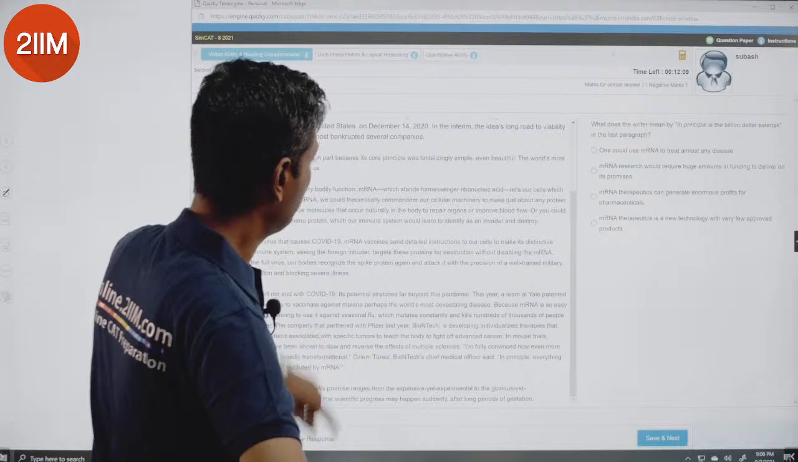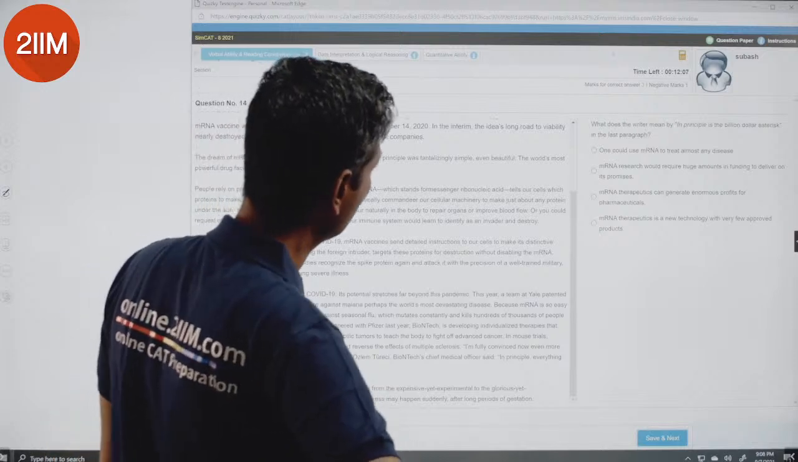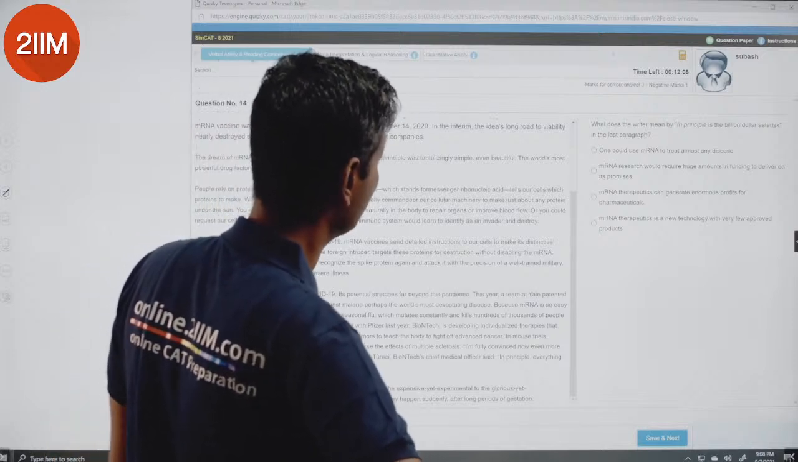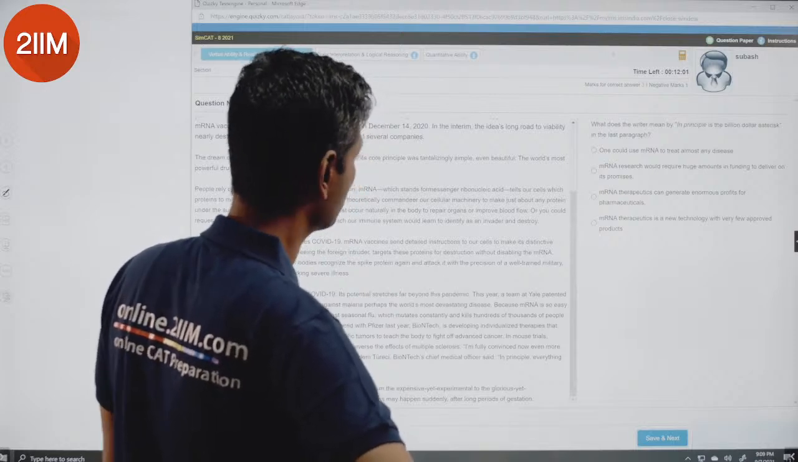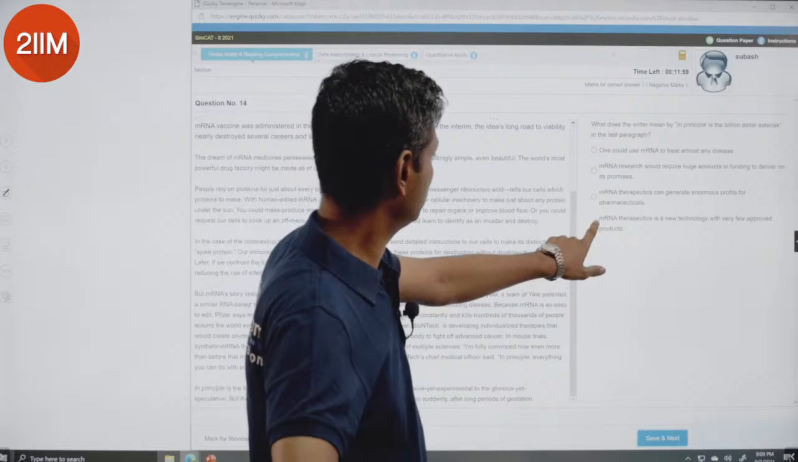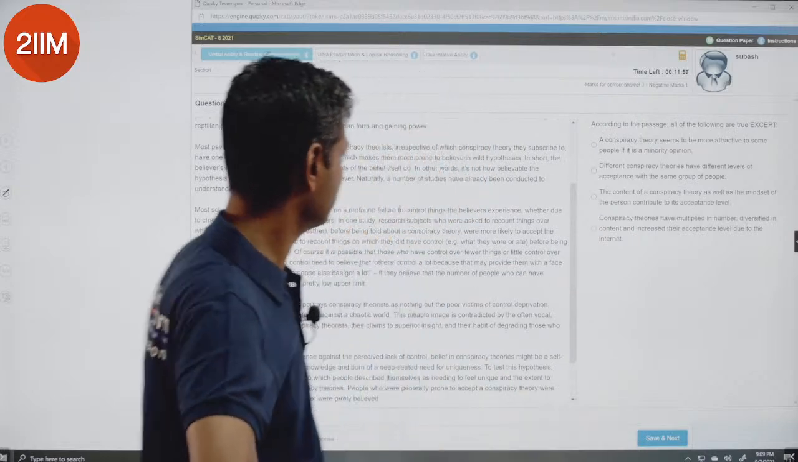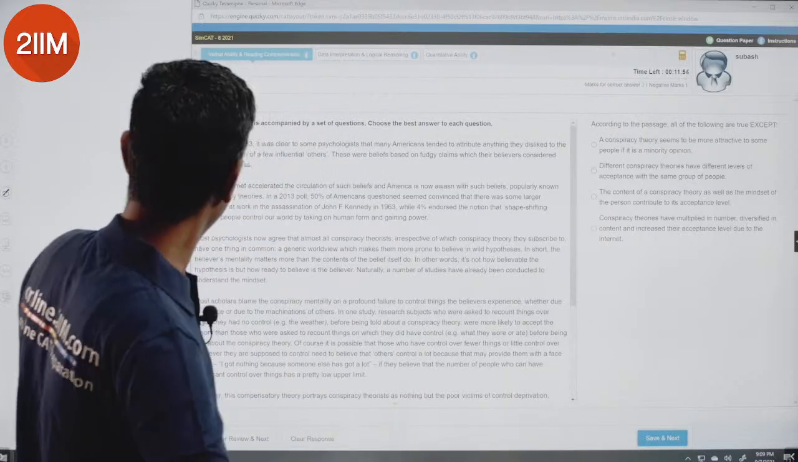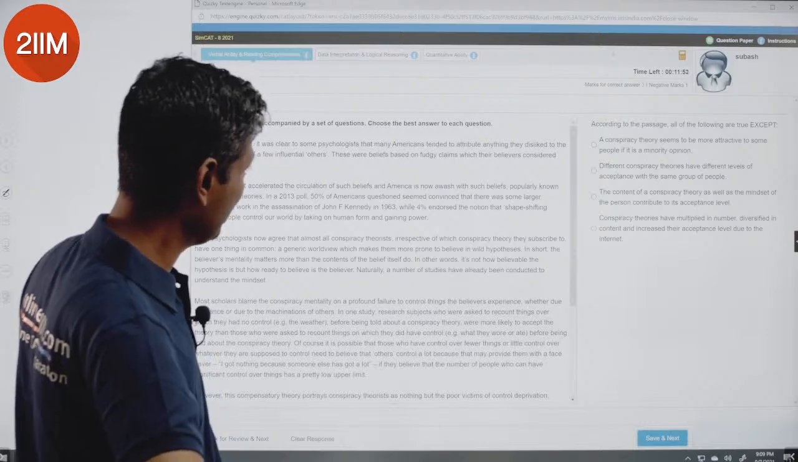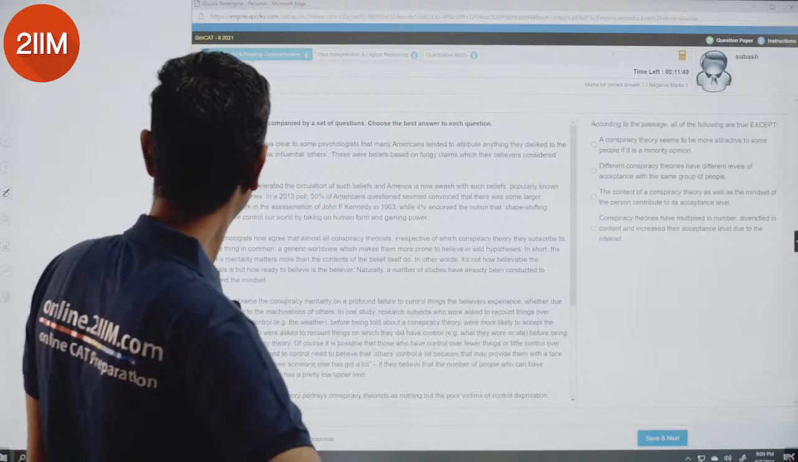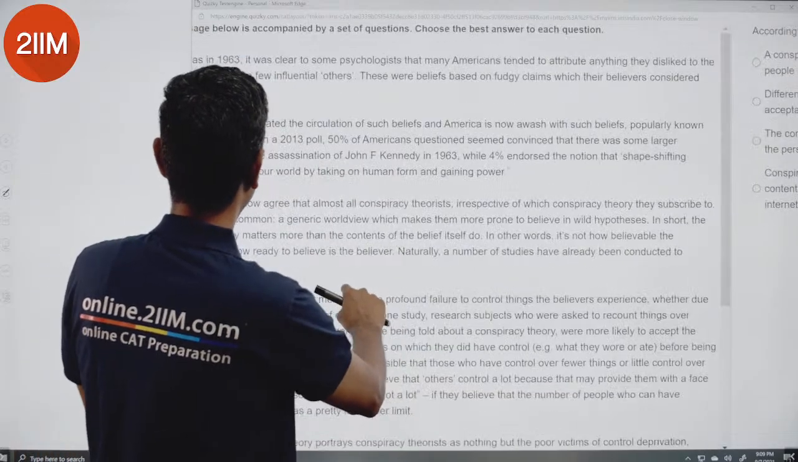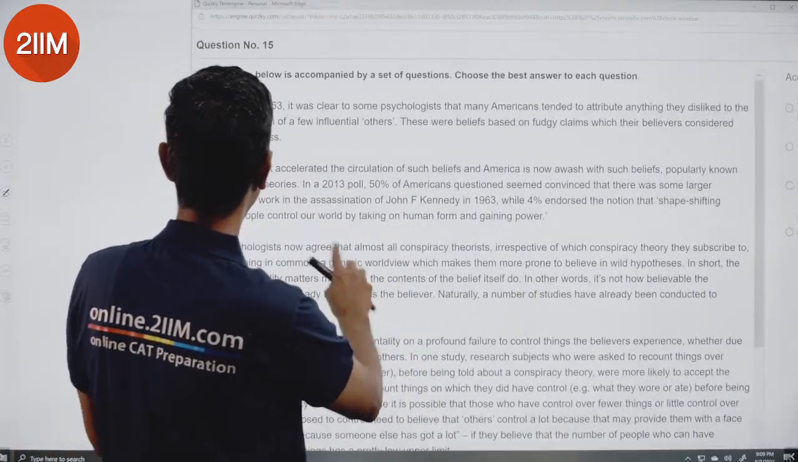In principle, the billion-dollar art tricks. Like one could use mRNA to treat almost any disease. No. Would require huge amounts in funding. No. Can generate enormous profits. So there's still some battles to win. I have 11 minutes. I still like RC. So I'm going to have a go at this because I'm not such a big fan of the sentence rearrangement and all that. Let me see the first paragraph, if everything goes.